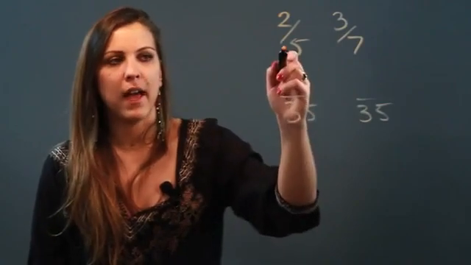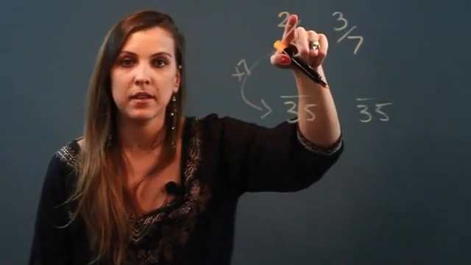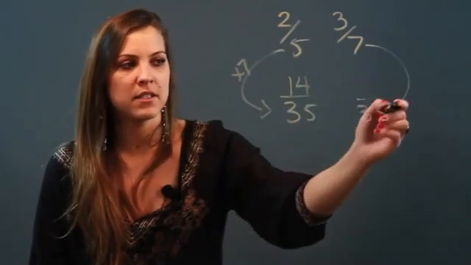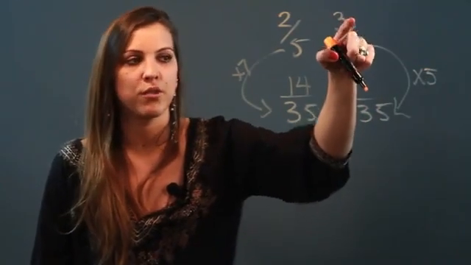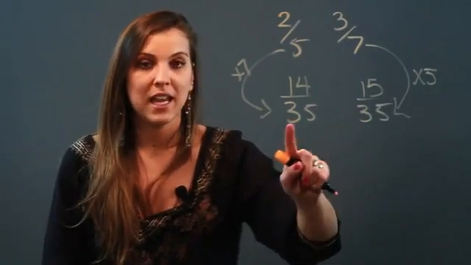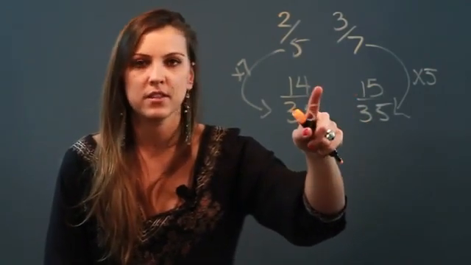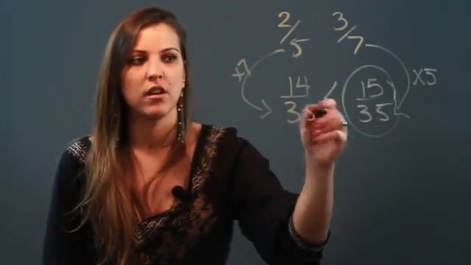To get from 5 to 35, I did times 7. So I have to do the same thing to the numerator, 2 times 7, which is 14. Now to get from 7 to 35, I did times 5. So I have to do the same thing in the numerator, 3 times 5, and I get 15. Now that I have the same denominator, I can just look at the numerators. I have 14 in this numerator and 15 in this numerator, which makes this the greater fraction.